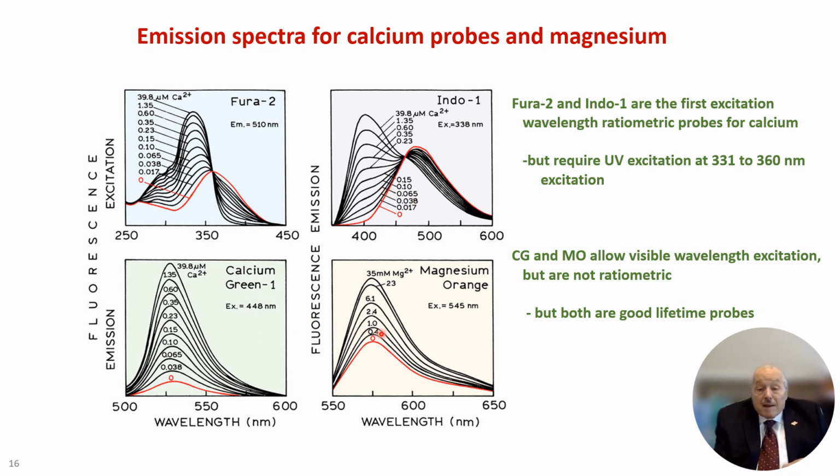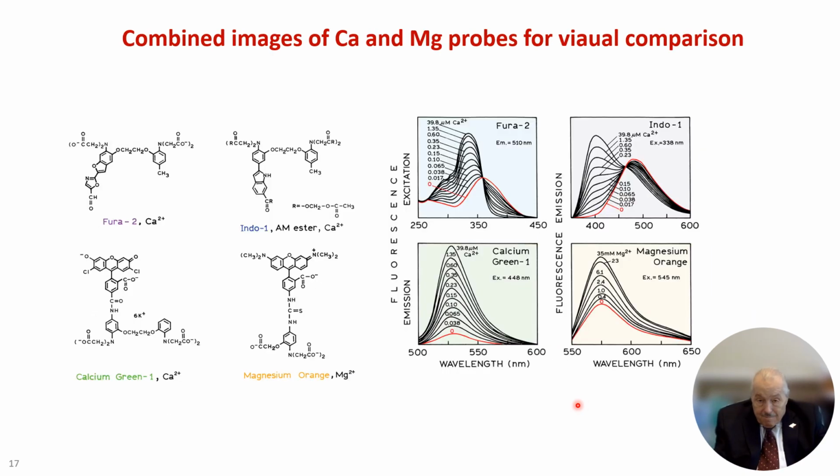Calcium green and magnesium orange, they just give you the same emission spectra all the time. They're both good lifetime probes. And once again, for your convenience, I put them on the same chart for visual comparison, so you can go back and forth between the probe and these spectral properties.